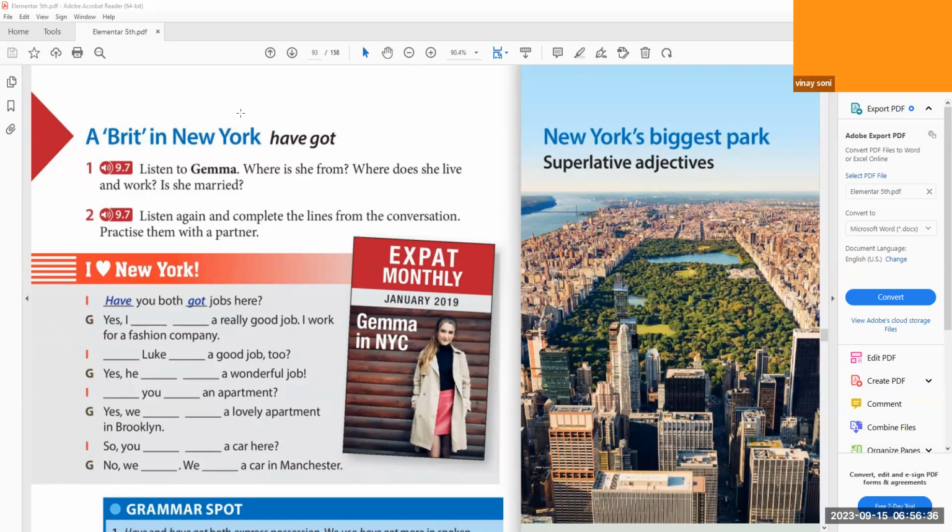So where do you live? Have you got an apartment? Yes, we've got a lovely apartment in Brooklyn. We take the subway to work. So you haven't got a car here? No, we haven't. We had a car in Manchester, but here we go everywhere on public transport. It's much easier. The traffic's terrible in New York. I know. Well, thanks for answering my questions. Have a nice day.